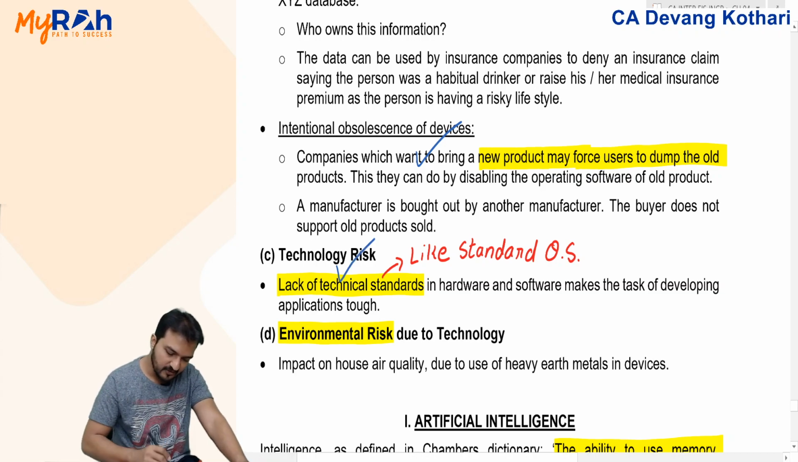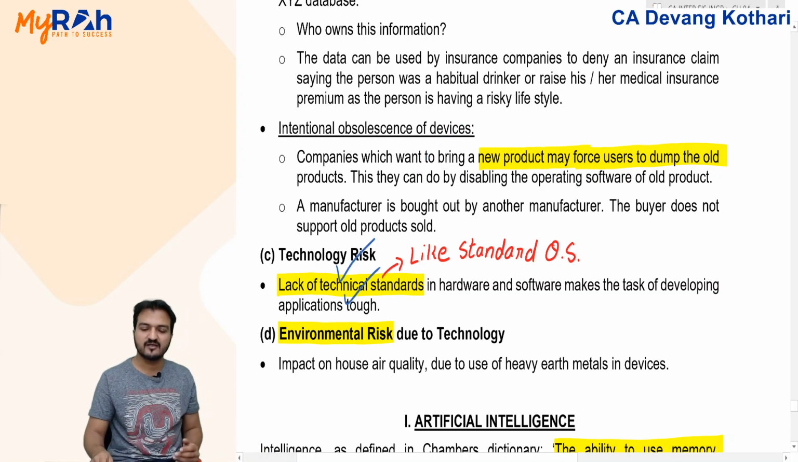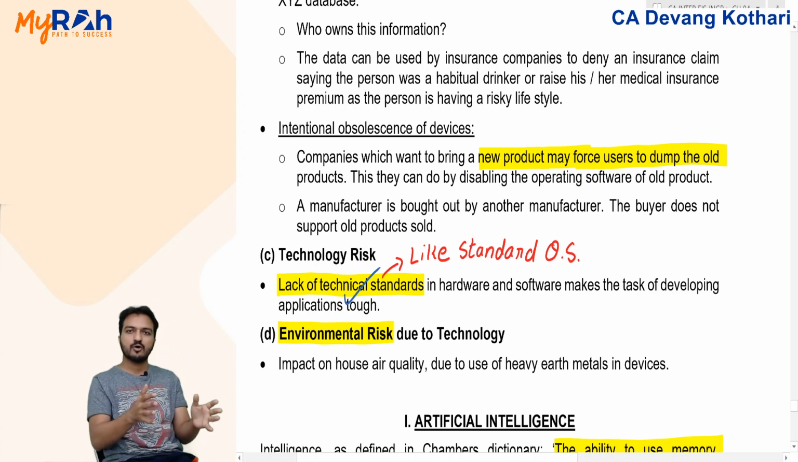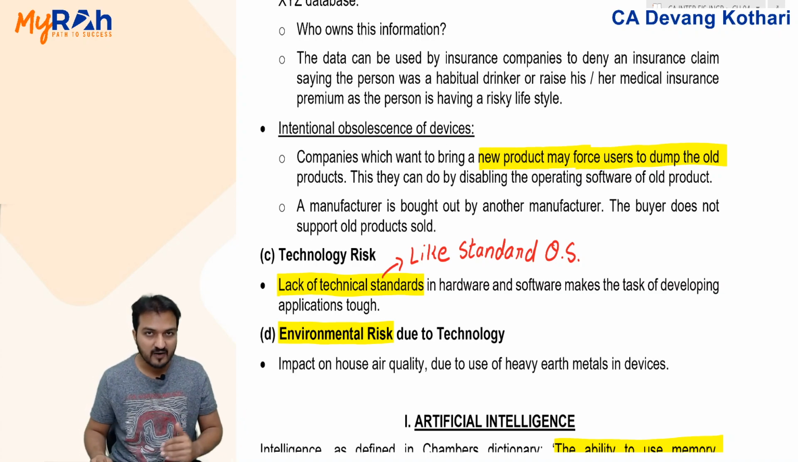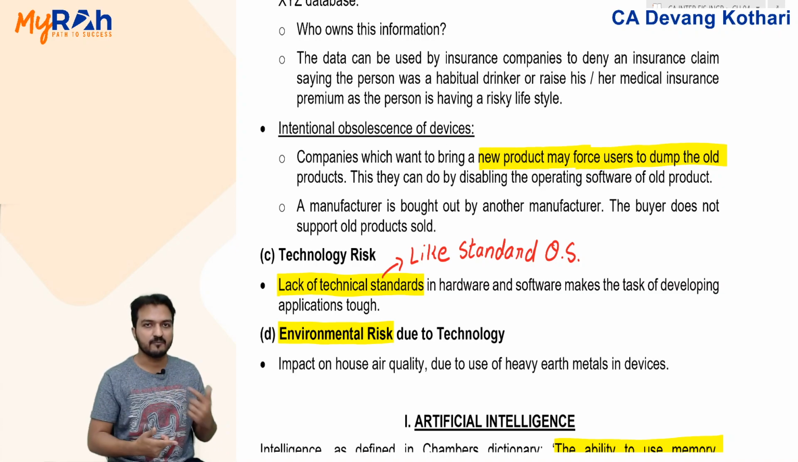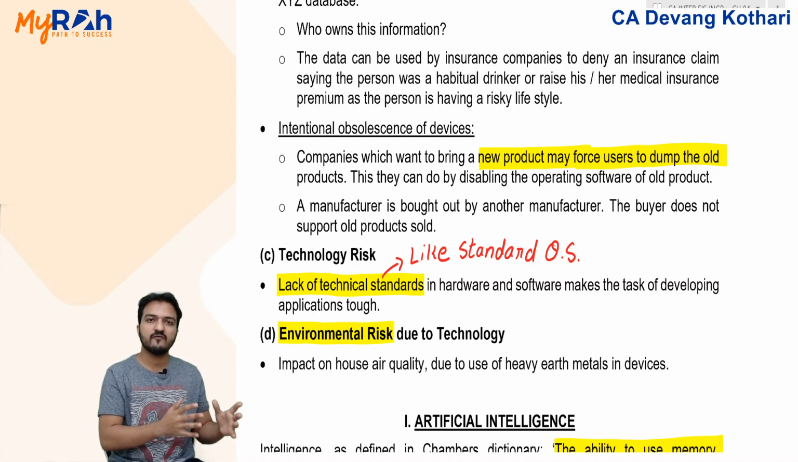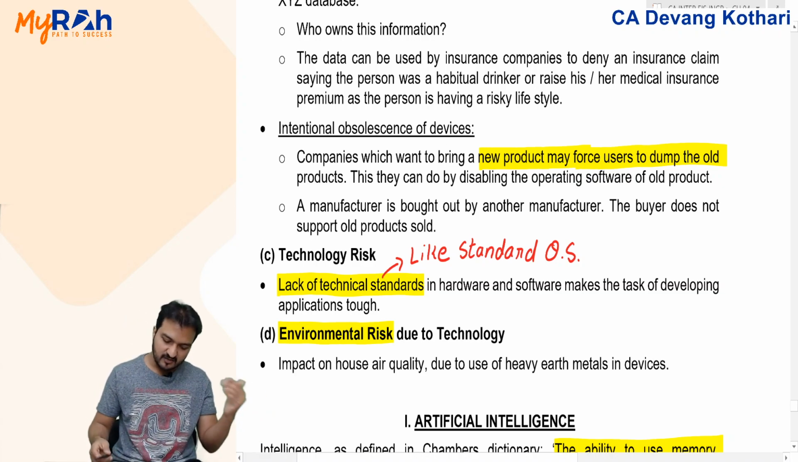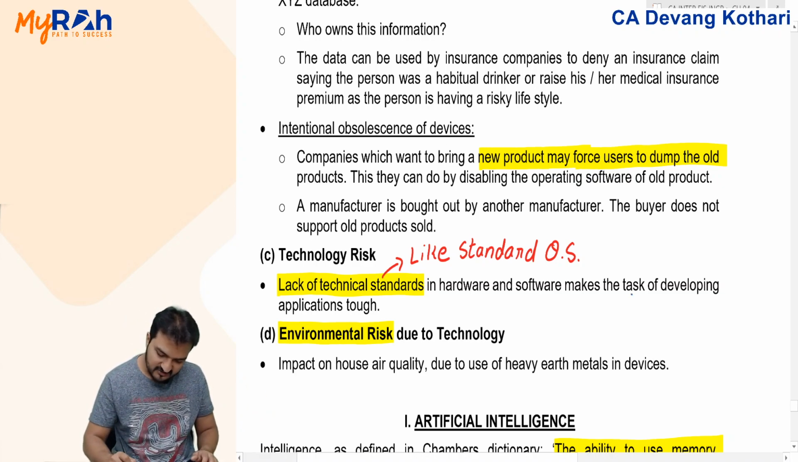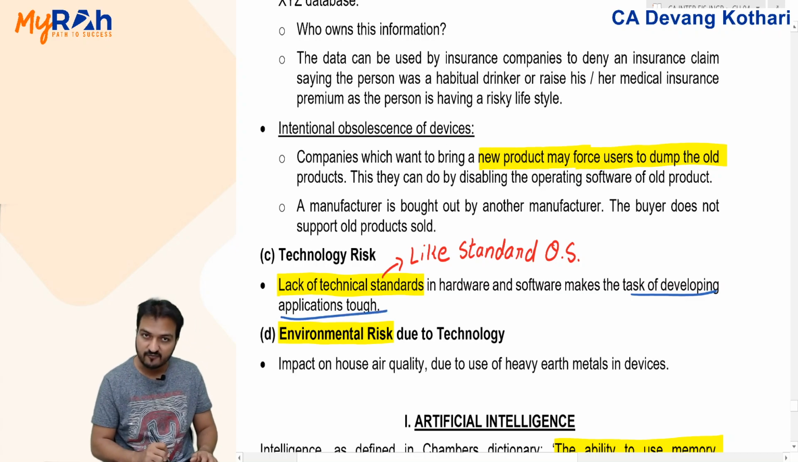Technology risk, lack of technical standards, because in the case of mobiles and laptops there is a standard operating system, but in the case of these other devices there is no standard operating system. So every TV which is a smart TV will need separate app development. App developers, software developers will have to separately develop apps for each of the smart devices. This makes the task of developing applications very tough.